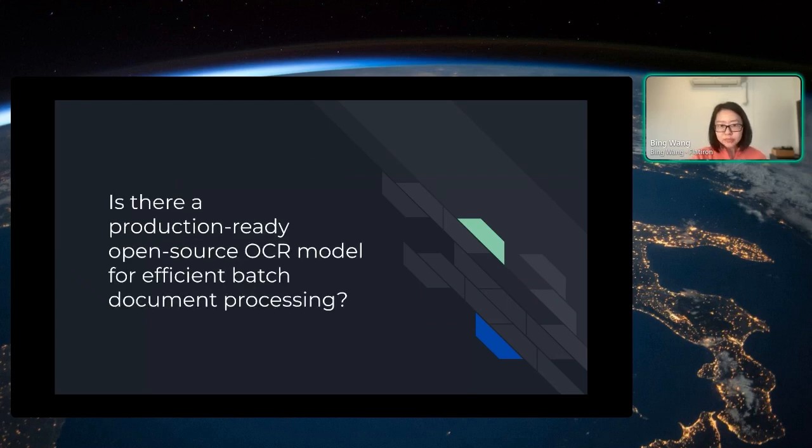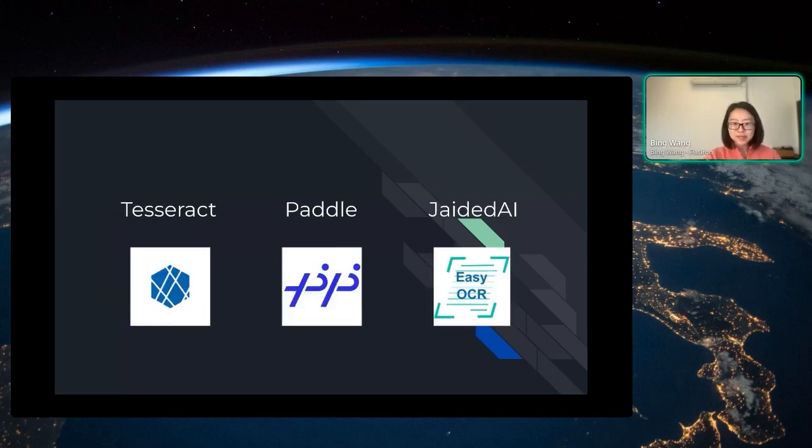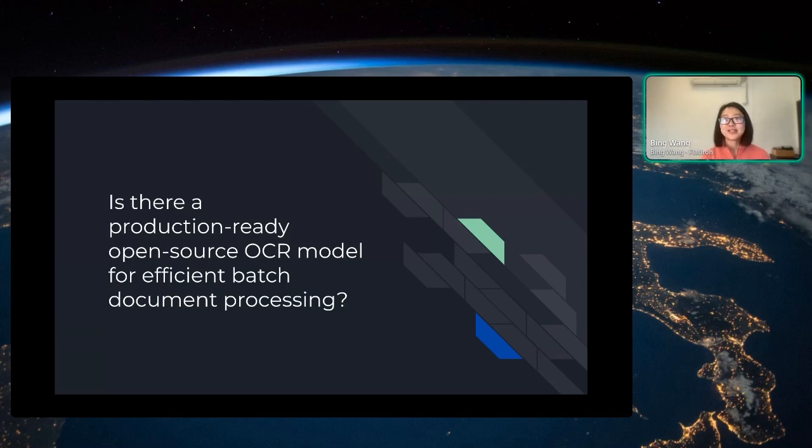So a couple of months ago, I went on a quest trying to find a production-ready open source OCR model that we can use and that can also efficiently help us batch process the documents that we have. I literally went out on the internet and found every single open source OCR model that supports the Japanese language that I could find out there, and tried every single one of them. Open source projects vary a lot in terms of quality.